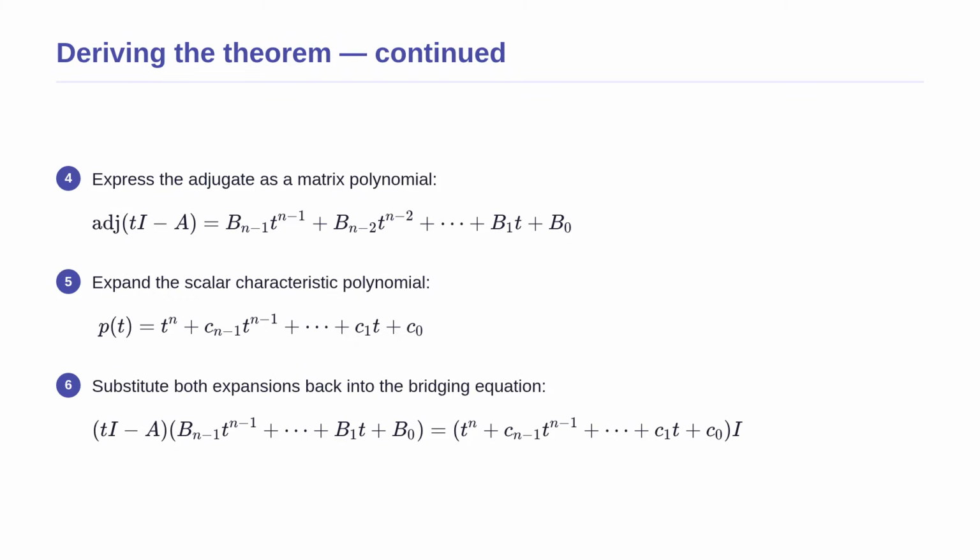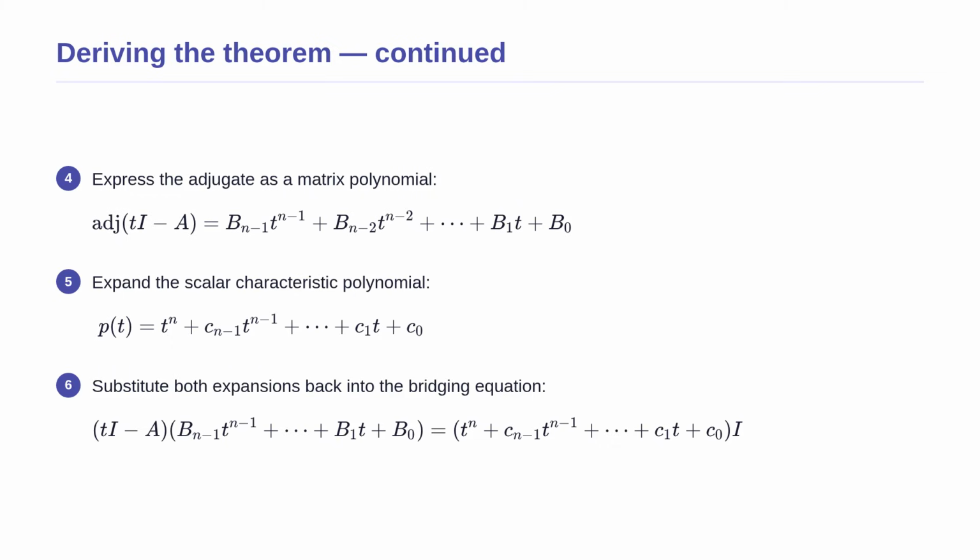Moving forward with our derivation, we must recognize that the adjugate matrix itself contains polynomials. Because of how determinants work, we can write this entire adjugate as a polynomial in T, but with unknown matrix coefficients, which we will call B. We also write out our characteristic polynomial explicitly with its scalar coefficients C. We take both of these fully expanded forms and substitute them back into our bridging equation.